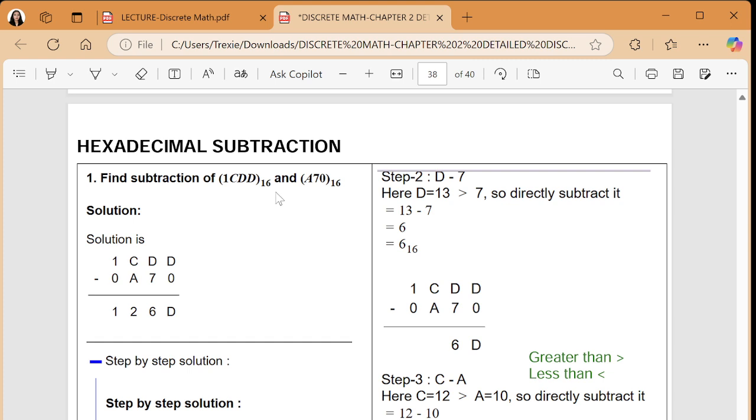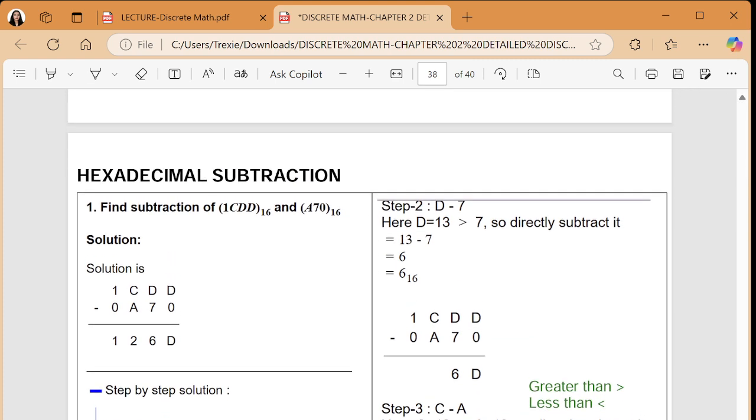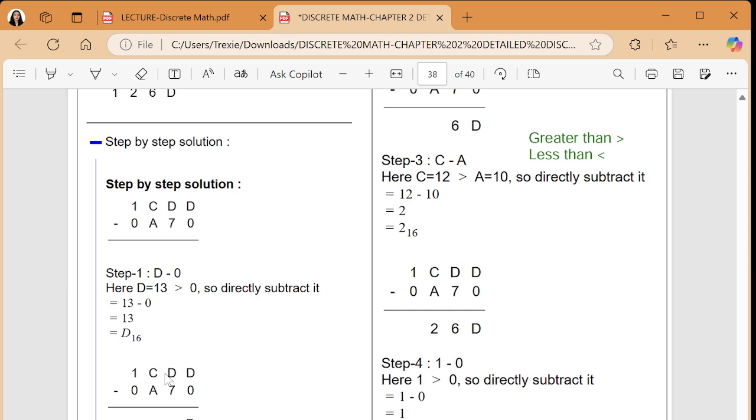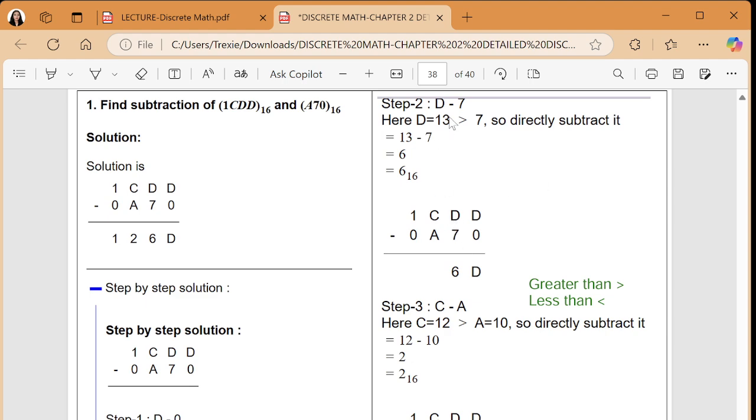So hexadecimal, same process. But let's consider that hexadecimal is base 16. So for this one, 1CDB minus 0A70. Step-by-step solution would be B minus 0, so D minus 7. Since D is equivalent to 13, we can directly subtract 13 minus 7, right? So the answer would be 6.